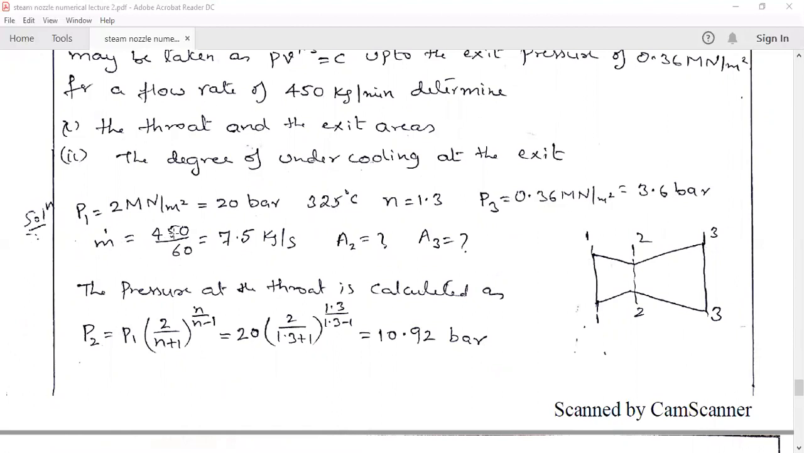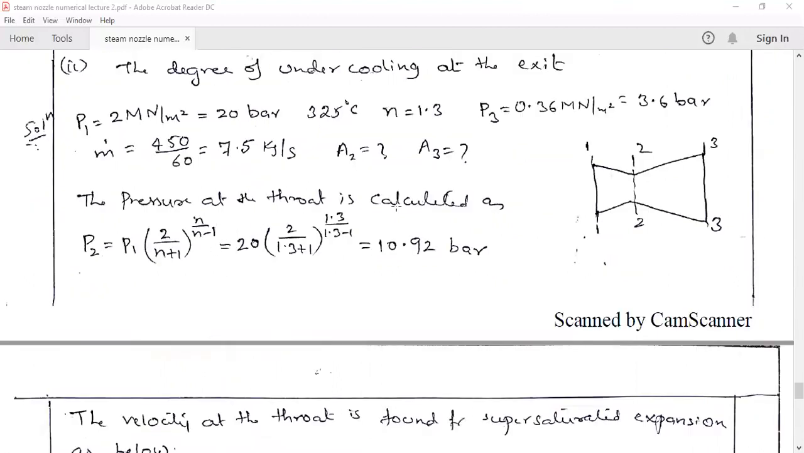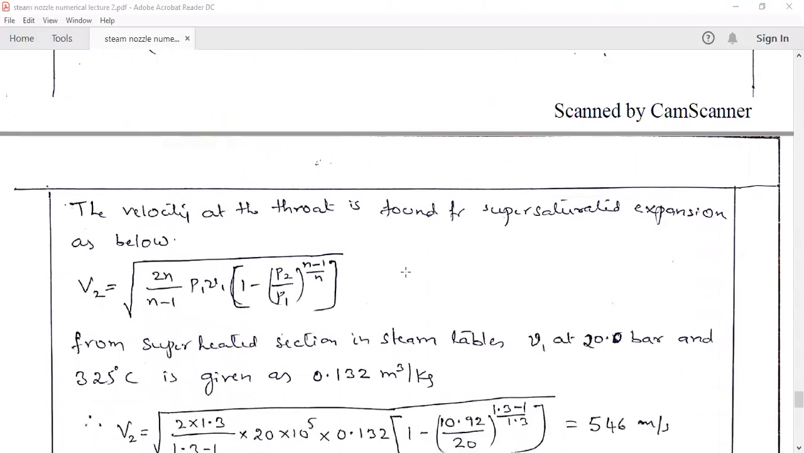So m dot is 450 by 60, it becomes 1.5 kg per second. So the pressure at the throat is calculated as P2 equals P1 into (2 by n plus 1) power n by n minus 1. Substitute, get the value of P2.